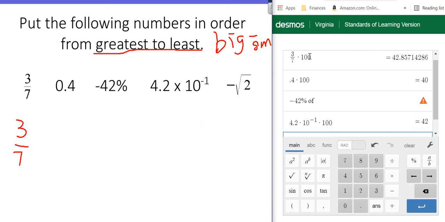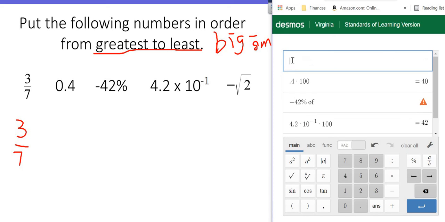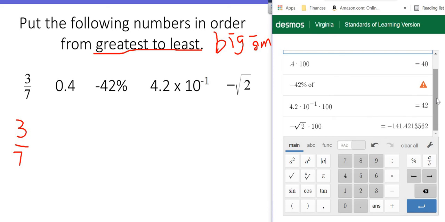Then I'm going to come over here, I'm going to highlight it and backspace. So now I've only got 4 numbers that I'm looking at. So I'm going to ask myself the same question. What's the biggest? 40%, negative 42%, 42%, or negative 141? Well, the negatives are the smallest, so that means it's between 40 and 42. So 42 is the next biggest, but I have to write it in the original form. So 4.2 times 10 to the negative 1.